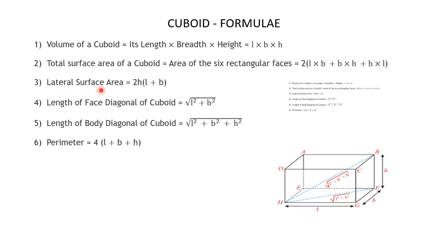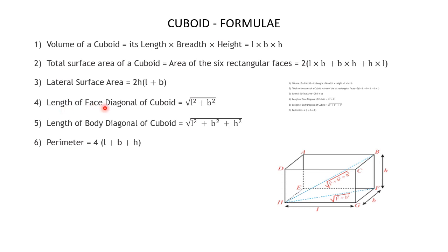Lateral surface area. Lateral surface area of a cuboid is nothing but the area of all the faces of the cuboid excepting the top face and the bottom face. So when you add the surface area of the two side faces, the front face and the back face, you will get the lateral surface area as 2H multiplied by L plus B.